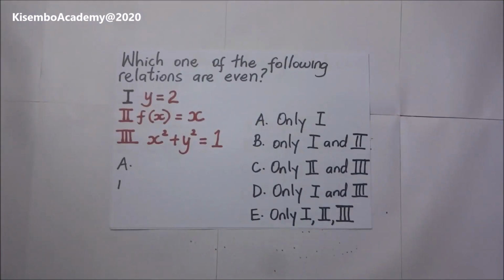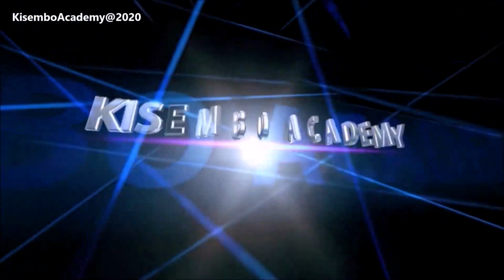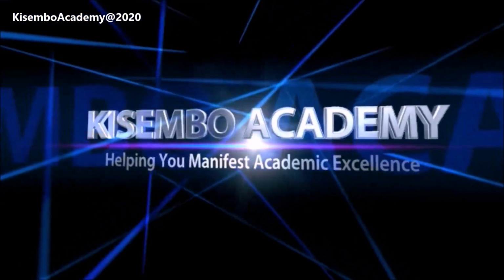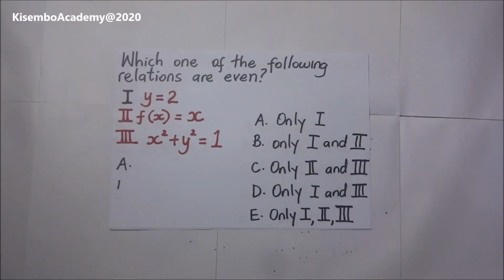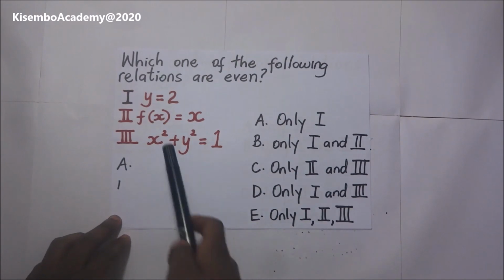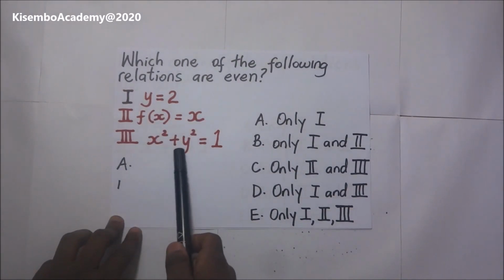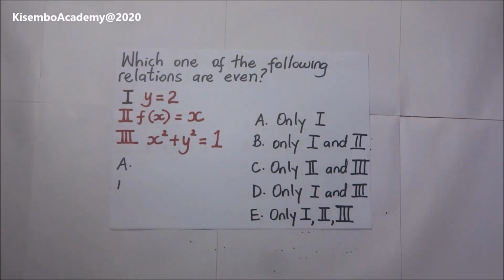In this session, we are going to do some 3 multiple choice questions regarding the topic on odd or even functions. Which of the following relations are even? We have Roman 1, Roman 2, and Roman 3: y is equal to 2, y is equal to x, and x squared plus y squared is equal to 1. Which of these relations are even? That's what the question asks us to do.